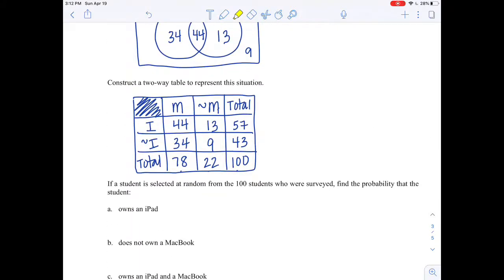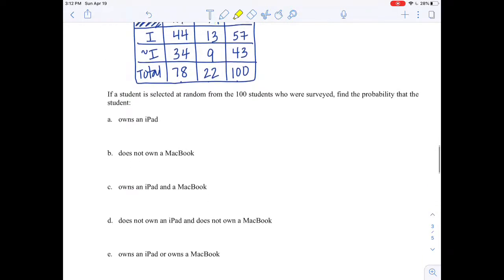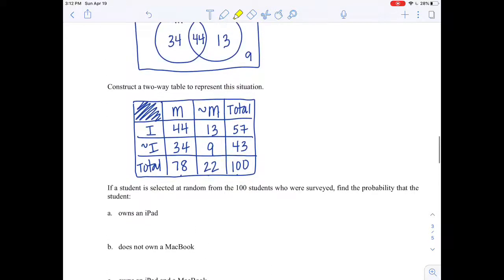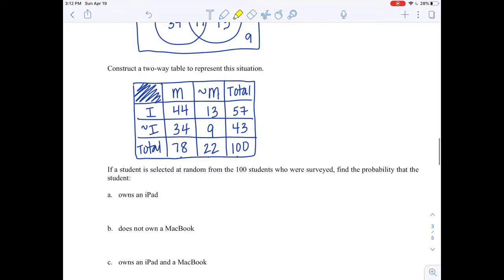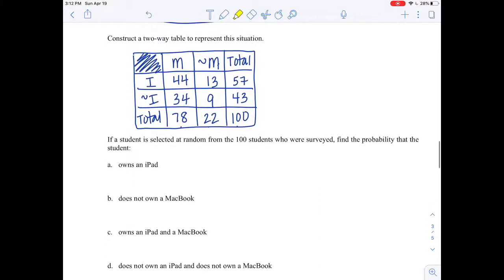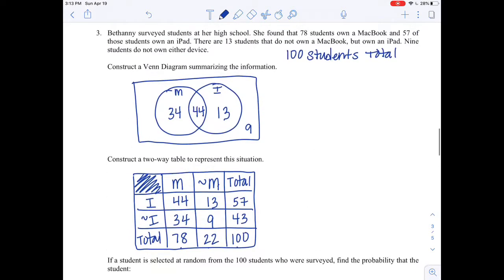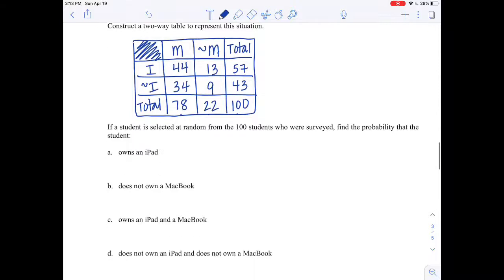So now that I have all this stuff filled in, I can go further and fill out all the probabilities below. And like I said, I really do think the two-way table is going to end up being the easier version for you, because there's a space for everything. You don't have to wait until you figure out what's in the overlap or what's on the outside or what's in one part and what's in another part. There's already a space for everything.